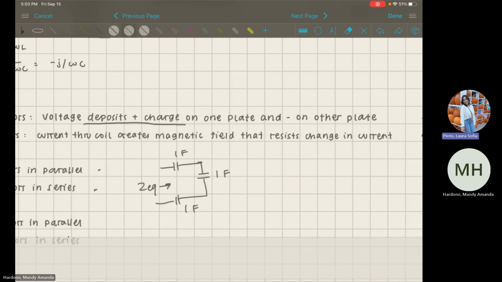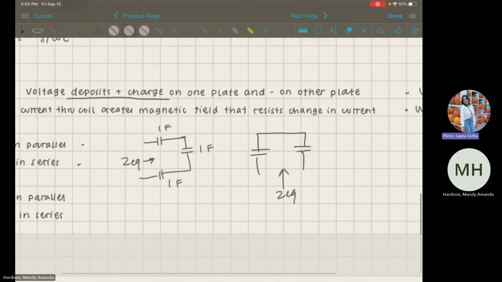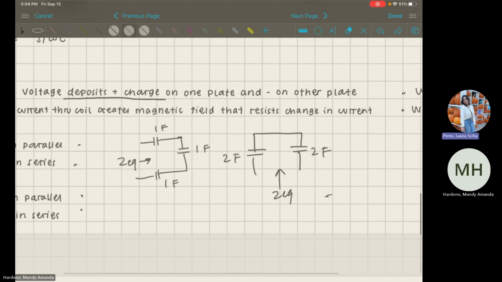So it would just help to know that here you would treat them as if they were resistors in parallel, and if these were actually in parallel, and you were told to find the equivalent capacitance, you would treat them as if they were in series. So if this was 2 farads and this was 2 farads, it would be 4 for C_EQ. For inductors, we treat them the same as we do resistors.